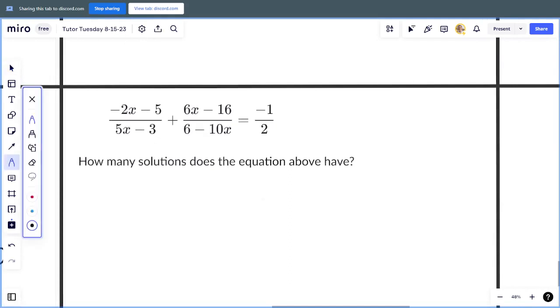I'll change our pace for a second here and I'll go over this one. This looks like a nice algebra or algebra 2 problem where we're asked how many solutions does the equation above have? What I can do here is start to factor things out that'll make it easier for me to solve.